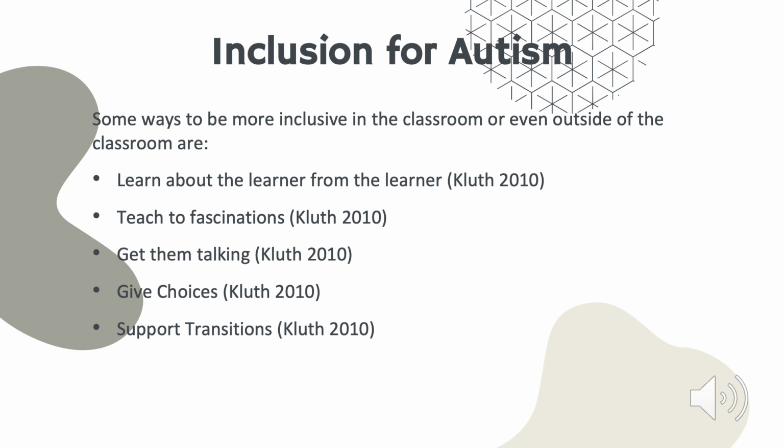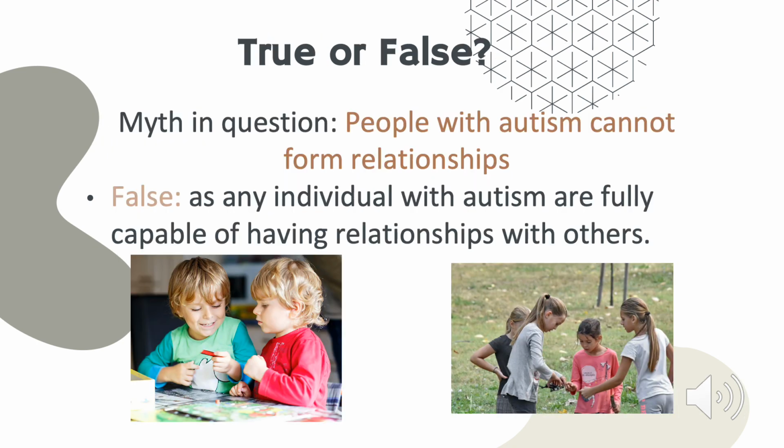Having some ways to be more inclusive gives the child or individual the opportunity to gain more confidence as they feel supported in the new environment they are in and are more comfortable, which would make them want to create those friendships and bonds with others in the classroom or outside of the classroom. So the myth in question, people with autism cannot form relationships, is false, as any individual with autism is fully capable of having a relationship with others. They just need to better adapt to the new environment and gain those social skills that would help them with communicating with others.